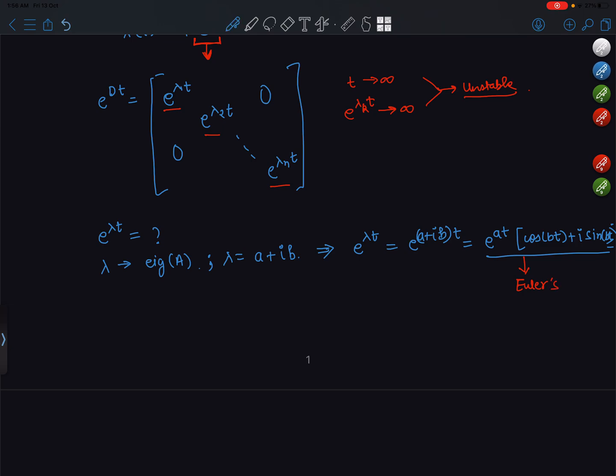So let's look at it in depth. e to the power at times (cos bt plus iota sine bt). As you can see, the amplitude of the cos bt plus i sine bt term is always 1, so it cannot go beyond 1. So e to the power lambda t can go unbounded only if this e to the power at goes unbounded.